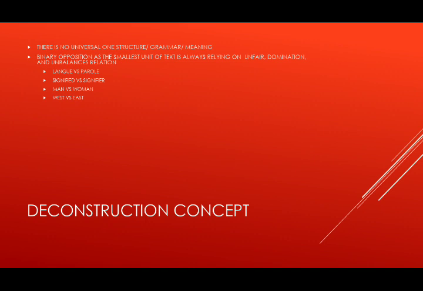binary opposition, as the smallest unit of the text, always relies on unfair domination and unbalanced relation. It means that binary oppositions are discriminating, yeah, because they are unfair. One side gets privilege, then the other side is marginalized. Okay. Next, that language is slippery.